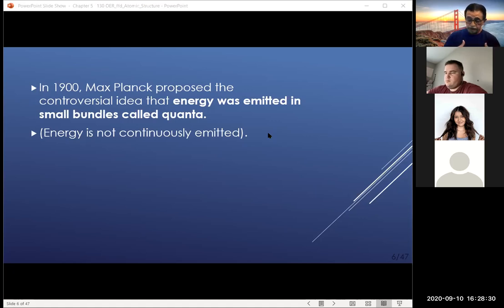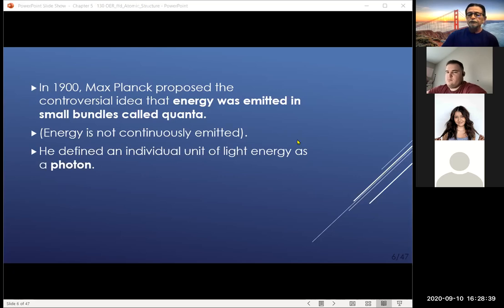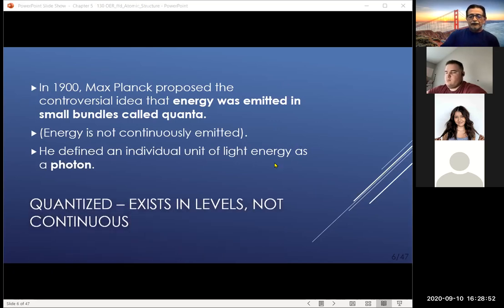It was thought that energy was just being distributed all over the place in one continuous mode. We find out that that's not the case either. He went on to define that an individual bundle of light energy was called a photon. And Star Trek came up with photon torpedoes, okay? Anyway, little side note.